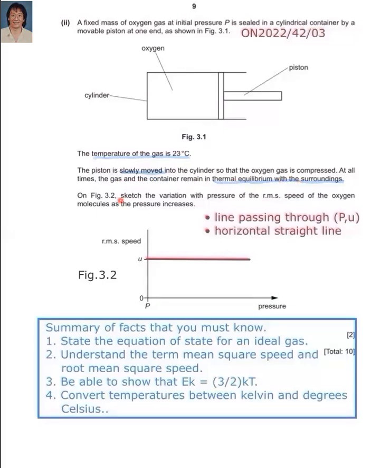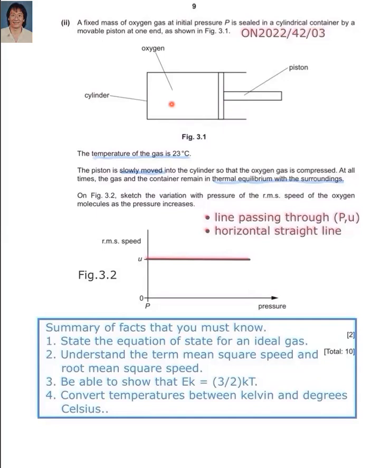On figure 3.2, we have to sketch the variation with pressure of the root mean square speed of the oxygen molecules as the pressure increases. To do this question, we need to know that the surrounding has a constant temperature. The oxygen gas and the container remain in thermal equilibrium with the surrounding. This means that the gas and the surrounding are at a constant temperature. Since the temperature of the surrounding is constant, the temperature of the oxygen gas is also constant, and that value is 23 degrees Celsius.